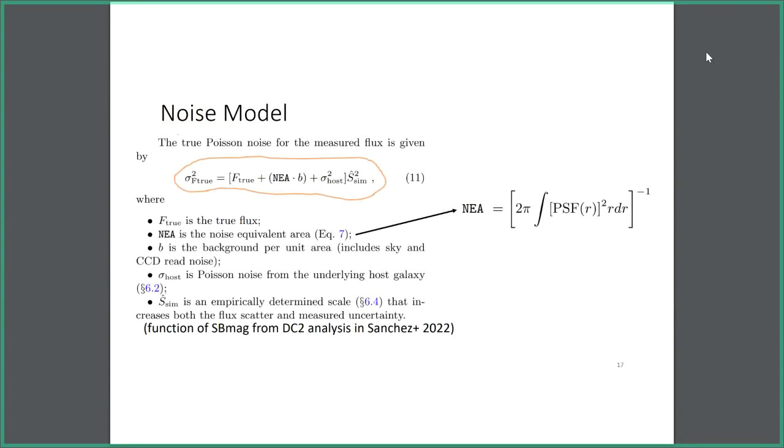For the noise model, it's circled with the orange line. So the source itself contributes some noise, but most of the noise typically is from the background sky, which is B times the noise equivalent area. There's also a Poisson noise from the host. And then this S_sim, that's the anomalous noise from bright galaxies. It's empirically observed. We don't really quite understand why it's there. And this comes from studying DC2. Next slide.